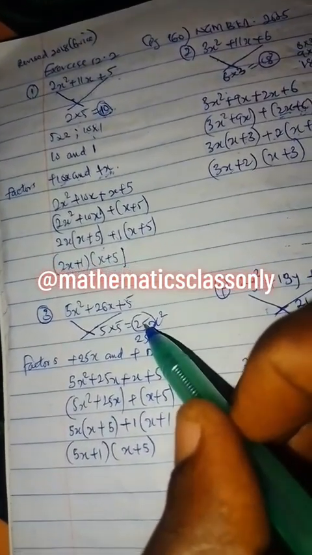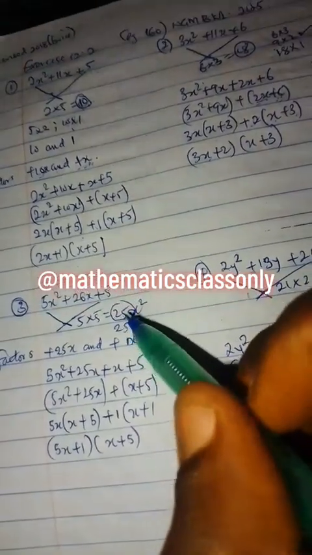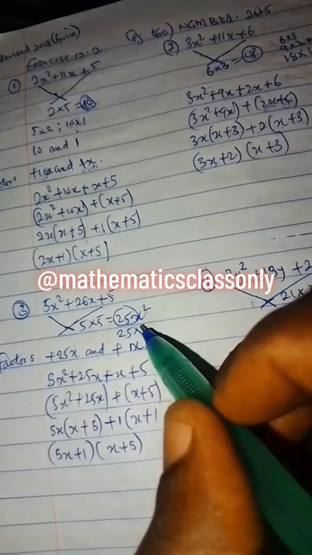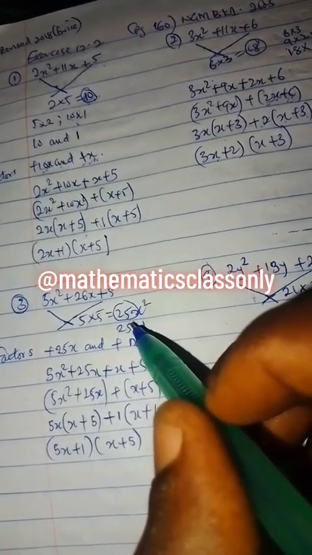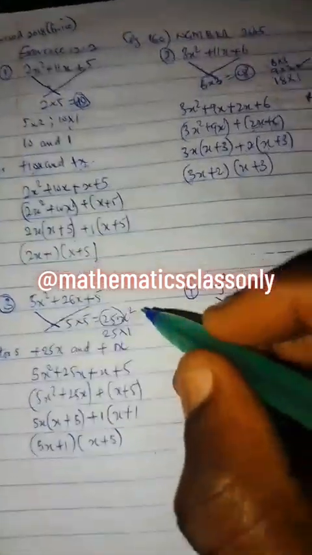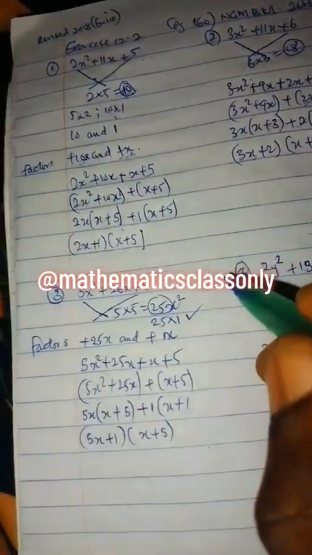Two numbers that will give us 25. Whose product is 25? So let's go. We have 25 times 1, 25. 5 times 5, 25. What else will give us 25? I don't think there's any other number. So let's check. 25 plus 1 will give us 26. Oh, that means this is the factor that we are looking for.